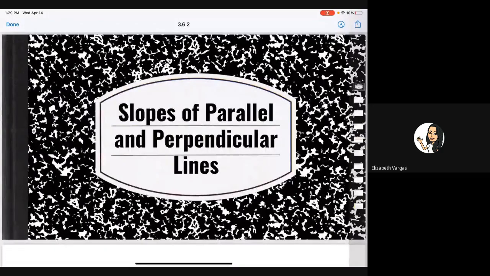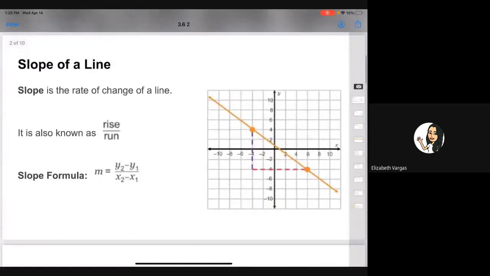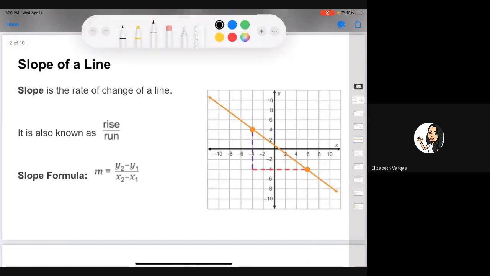Okay, today we're going to look at slopes of parallel and perpendicular lines. We've already looked at slope of a line recently in this semester, and basically we know that slope is the rate of change of a line. It's sometimes referred to as rise over run, and we have a specific slope formula that helps us find the slope. So these are the different ways that we can go about finding slope.